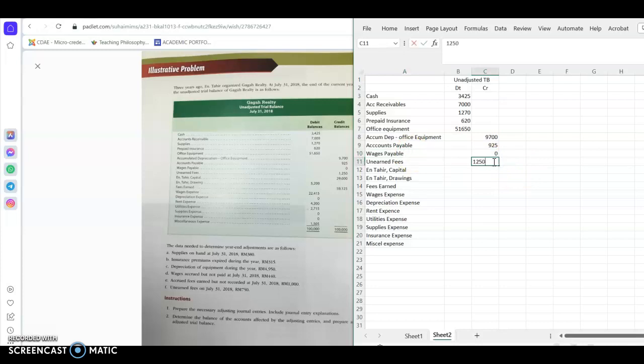1250, 29,000, and we have drawing 5200, fees earned 125, 22415, 400, 2715, 1505.